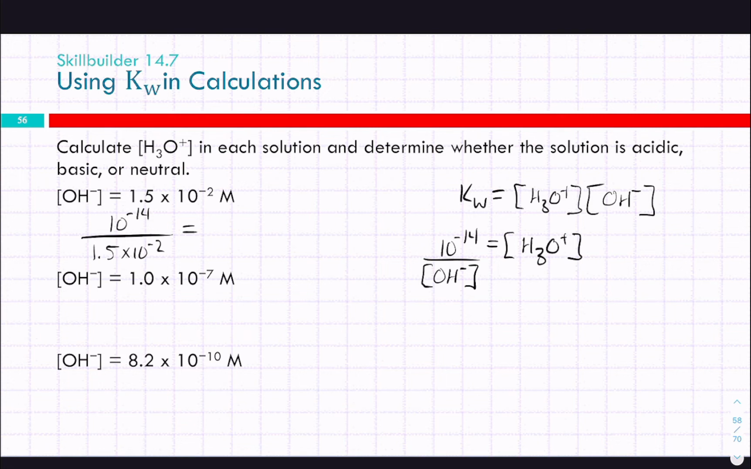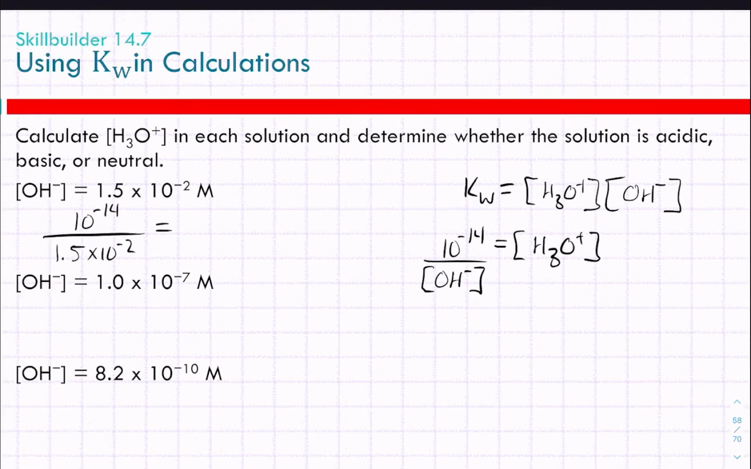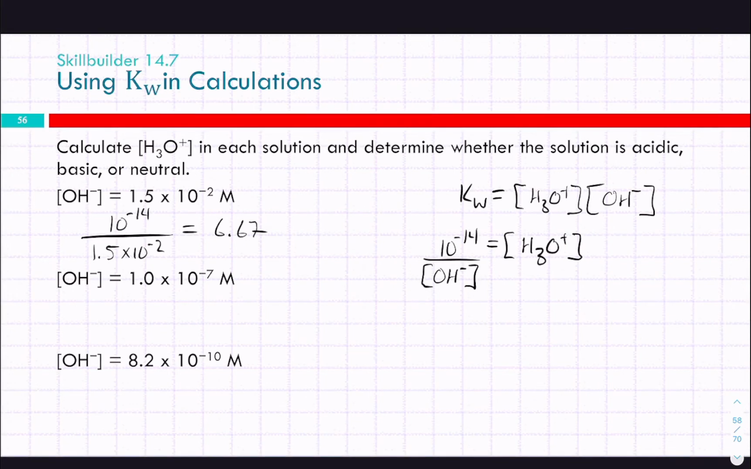So 10 raised to the minus 14 divided by 1.5 times 10 to the negative 2 gives us a concentration of 6.67 times 10 to the minus 13 molar H3O plus. So which concentration is bigger? Is it the OH minus concentration or the H3O plus concentration?